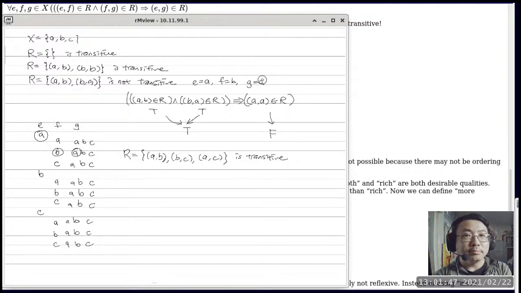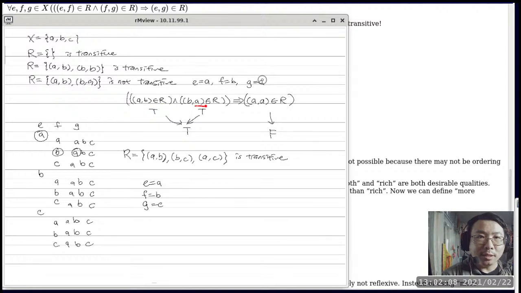The way we look at this one is there's really only one special condition that we have to think about in this case, which is when E equals A, F equals B, and G equals C. When that happens, we have AB in R being true, and then BC in R is also true, and AC in R is also true. Then we have true implies true, which is true, okay? Then what about all of the other cases? For all of the other cases, the conjunction is going to be false. And if the conjunction is false, then we don't have to worry about the rest.